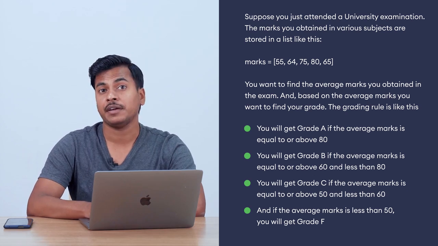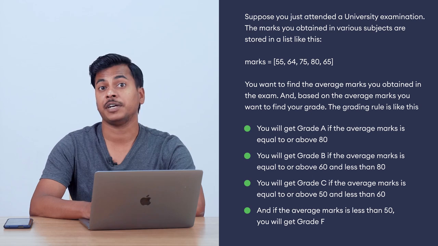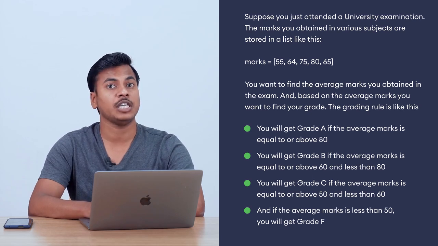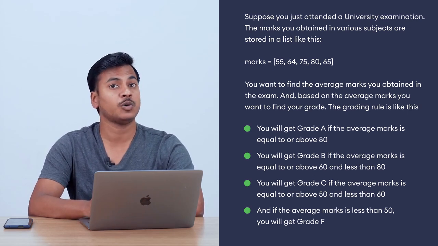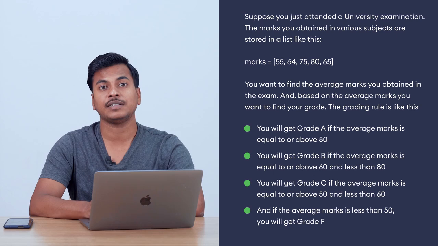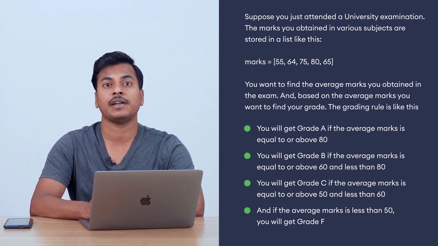You'll get grade A if the average marks is equal to or above 80. You'll get grade B if the average marks is equal to or above 60 and less than 80. You'll get grade C if the average marks is equal to or above 50 and less than 60, and if the average marks is less than 50, you will get grade F.